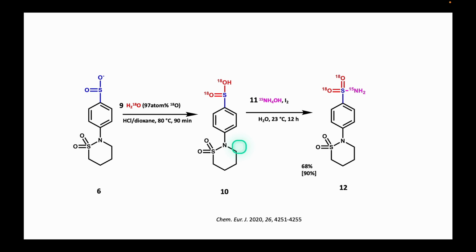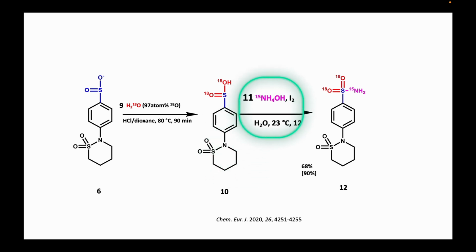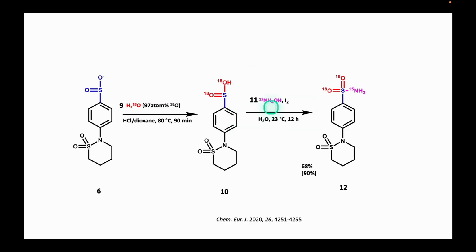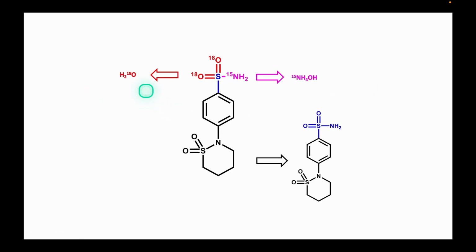Finally, in the presence of molecular iodine and ammonium hydroxide labeled with nitrogen-15, doubly labeled Sulthiame is synthesized with nitrogen-15 and oxygen-18 with 68% yield and 90% isotopic purity. In summary, here are the isotopically labeled raw materials and their structural contribution.